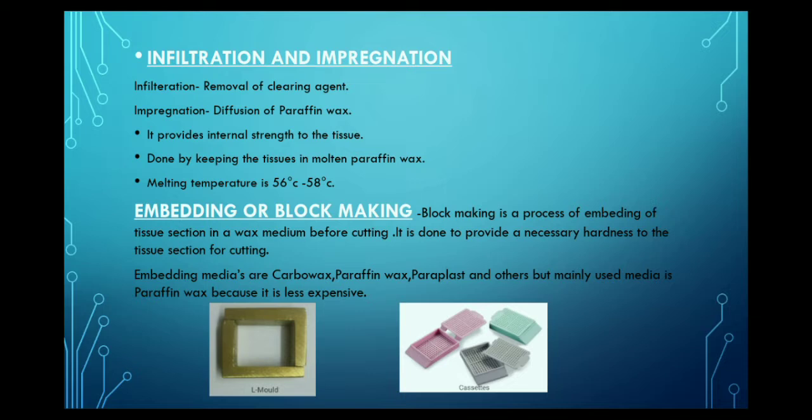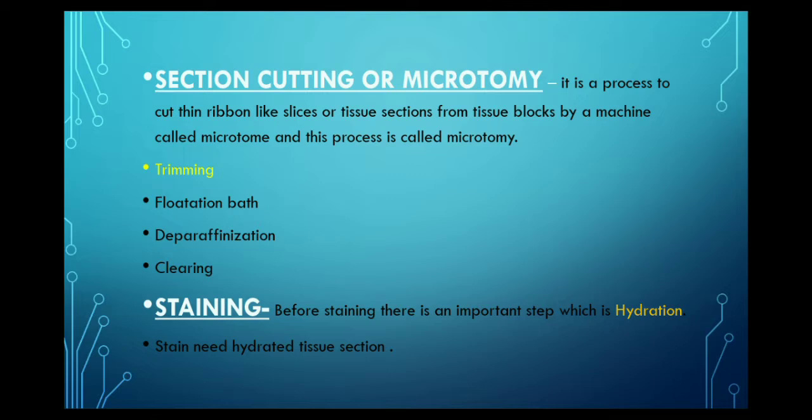Now the next step is section cutting or microtomy. It is a process to cut thin ribbon-like slices of tissue sections by a machine called microtome. Before section cutting, there is one more step which should be done if necessary, that is trimming. Trimming is the process of removal of excess paraffin wax that is sitting around the tissue, which exposes the tissue in order to be sectioned. Post trimming, the tissue is cut into thin slices and placed on a glass slide and then fixed onto the glass slide.